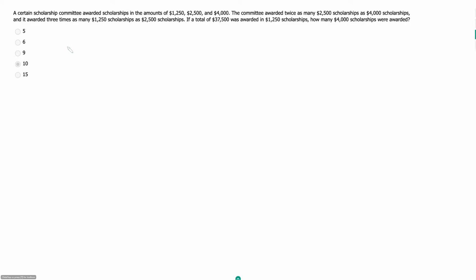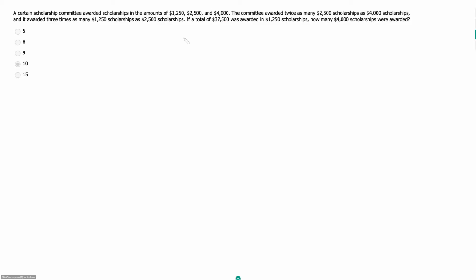A certain scholarship committee awarded scholarships in the amount of $1,250, $2,500, and $4,000. The committee awarded twice as many $2,500 scholarships as $4,000 scholarships, and it awarded 3 times as many $1,250 scholarships as $2,500 scholarships. If a total of $37,500 was awarded in $1,250 scholarships, how many $4,000 scholarships were awarded?